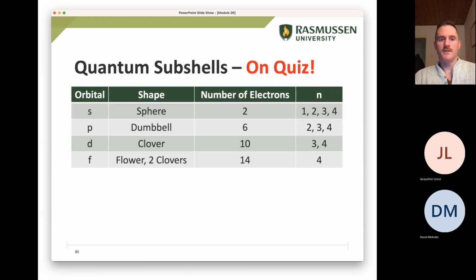This is totally on the quiz. In the test bank, there's a question that asks what the shape of the orbitals is, how many electrons they can hold, and what they exist within. Note that the f orbital only exists in the 4th principal quantum number, and the d only in the 3rd and the 4th. So this table is important on the quiz. Remember this terminology: sphere, dumbbell, clover, flower, 2 clovers, if you get it on the quiz.